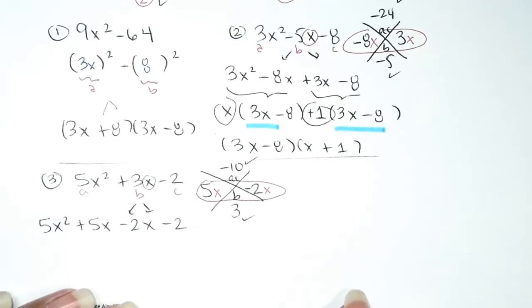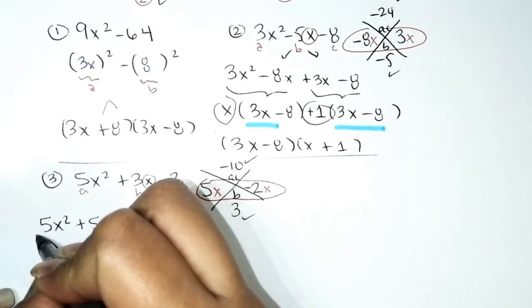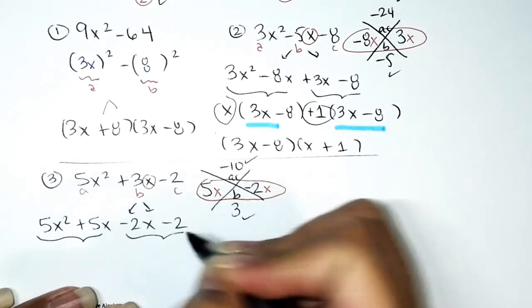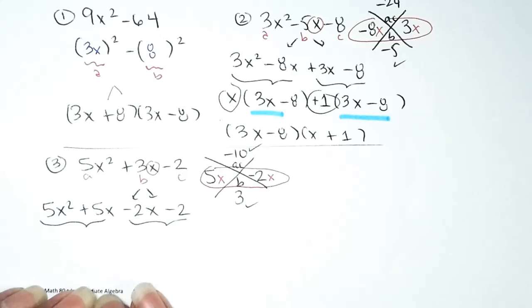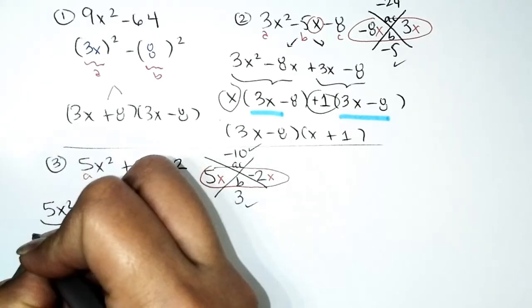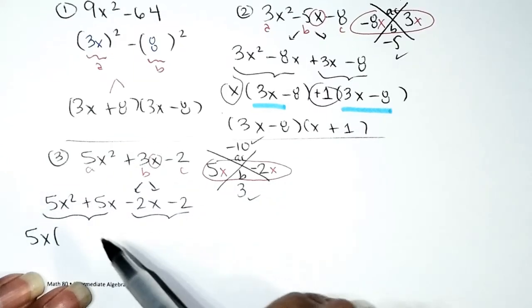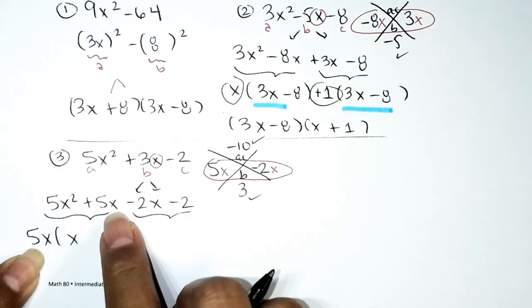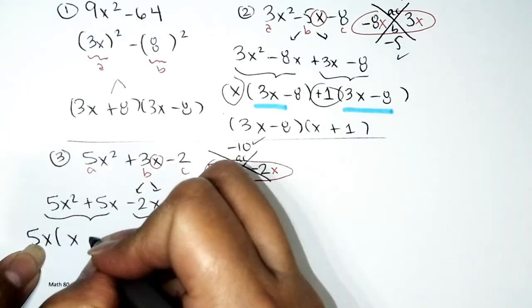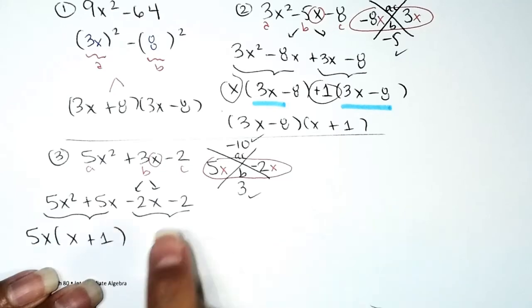Now that we split the middle term, let's follow procedure and factor by grouping. We're going to group the first two, group the last two, and then take it from there. From the first group, 5x squared and 5x have a common factor of 5x, and when we take it out from the group, 5x squared over 5x will leave us with x. 5x over common factor will leave us with 1. So one group down, one more to go.